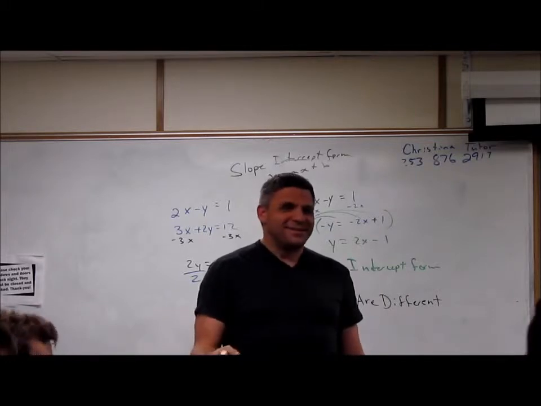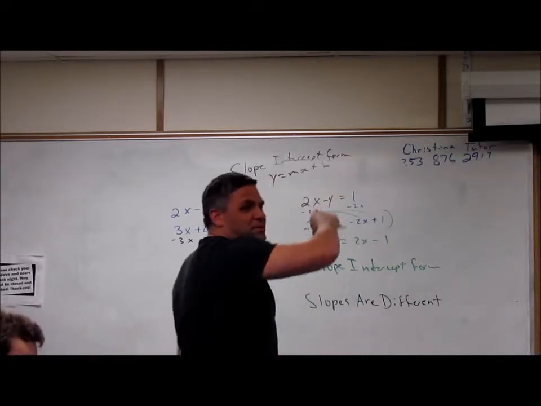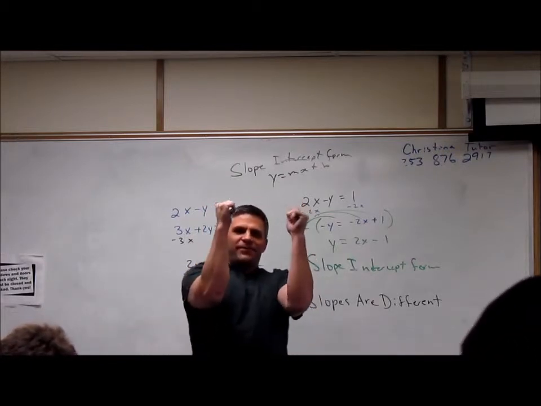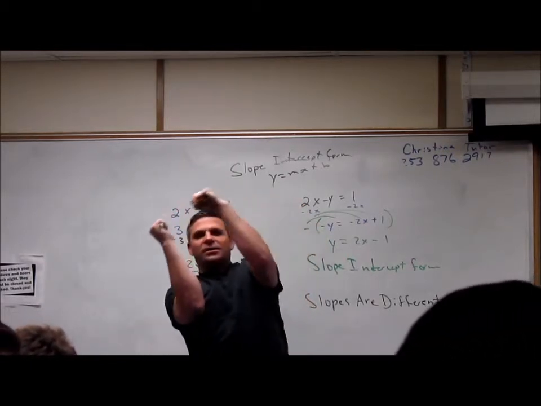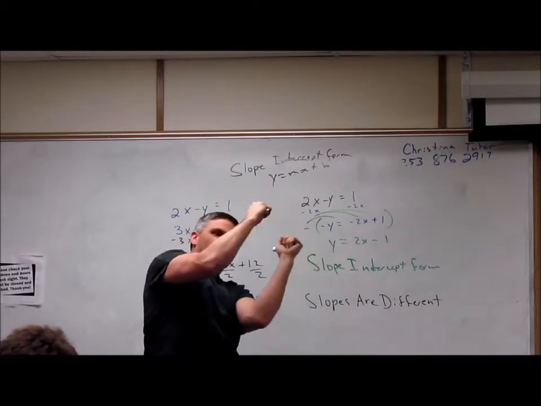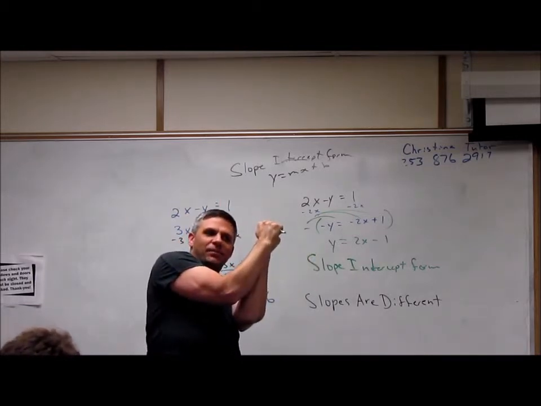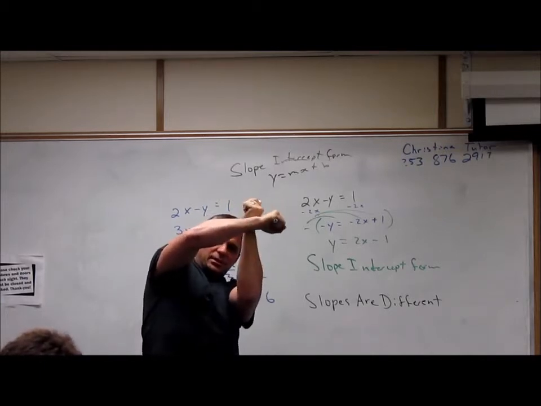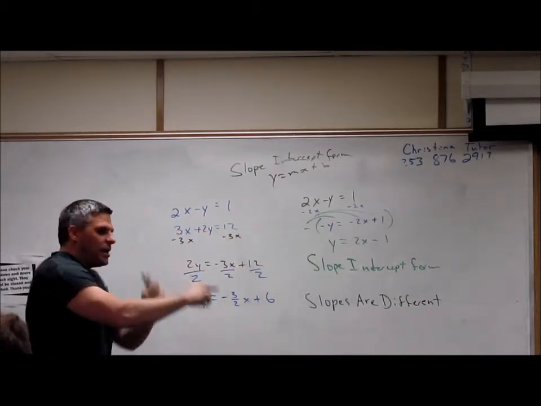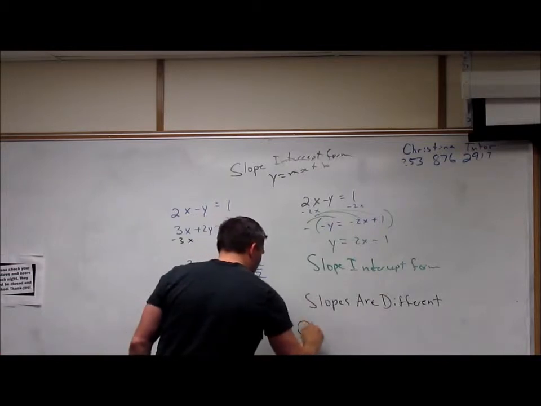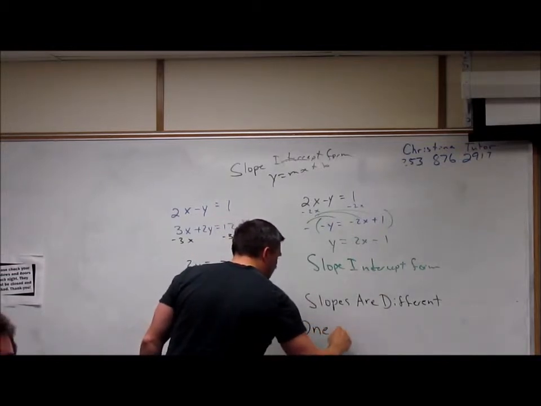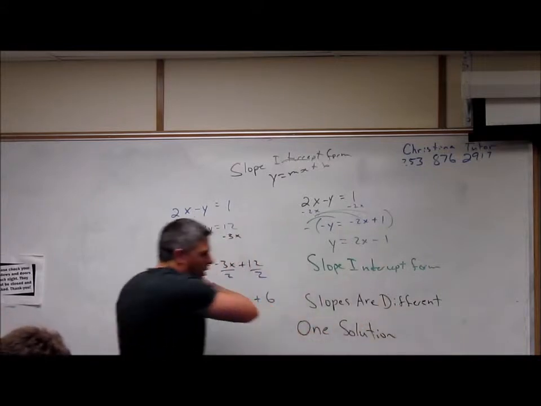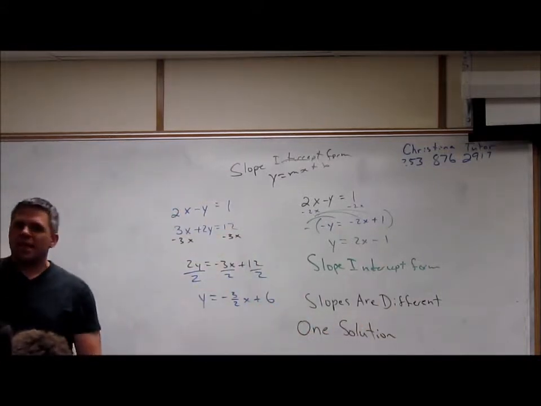Sure. So they'll only have one solution? One solution. What does it mean? The slopes are different. If I'm going in the same slope, I'll never touch, or I'll always touch. But if my slopes are different, I can only touch one time. One solution. That's all it tells me. That's it.